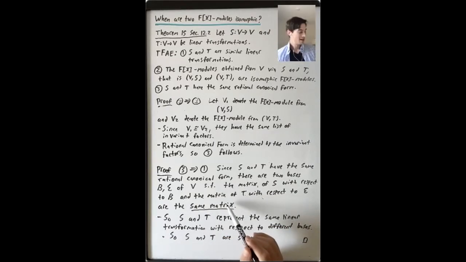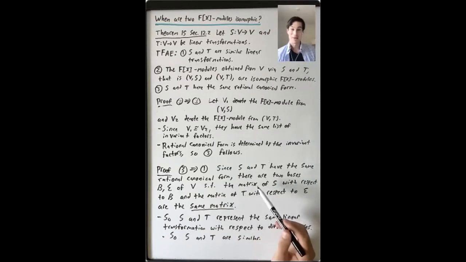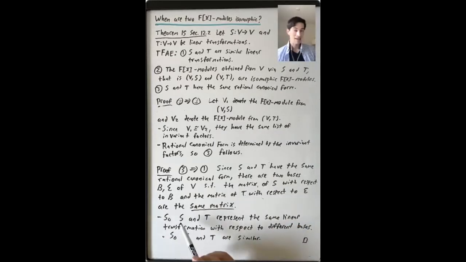So the way that S and T act on these basis elements is the same. So there's a way to match up these basis elements and see that S and T really are the same linear transformation with respect to different bases. So we have seen that that means, how do you go between S and T? By some change of basis matrix. This is equivalent to saying that S and T are similar linear transformations.